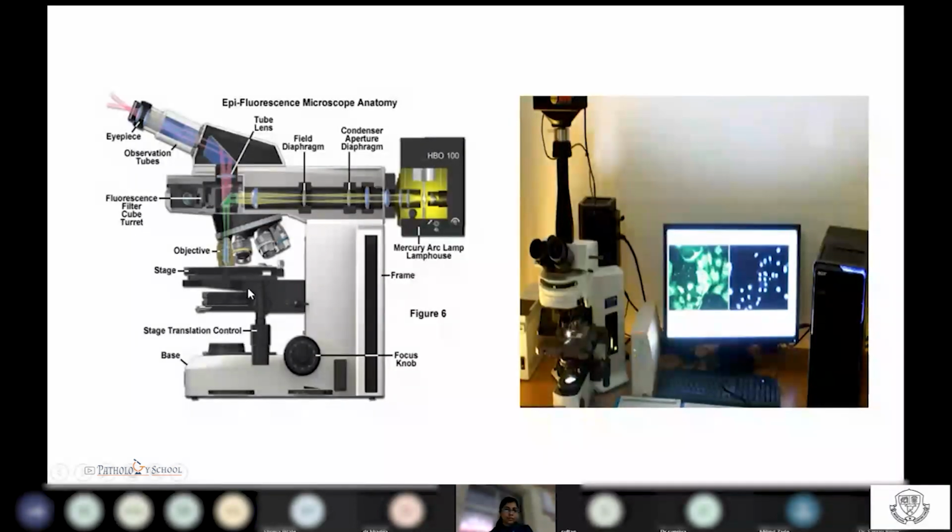Now, this is the diagram showing your fluorescent microscope. The most important part is your fluorescence filter cube. Whatever your specimen is labeled with, you can choose your excitation filter and your emission filter accordingly in this filter cube and change it accordingly. And now this is your fluorescent microscope with your hardware and software and your camera for digitization of your FISH images.